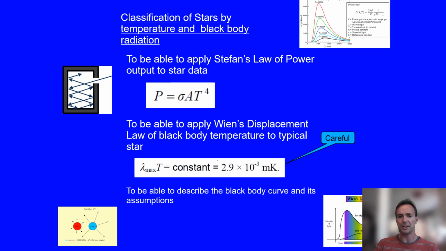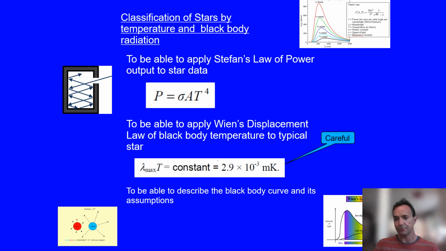And this is the equation here, which is lambda max, the maximum wavelength, times temperature T in Kelvin, equals a constant. I put careful here. This is Wien's constant, 2.9 times 10 to the power minus 3. This is actually meters Kelvin, not millikelvin, and it's really easy to mistake them.